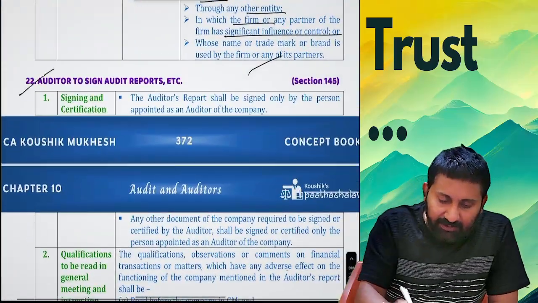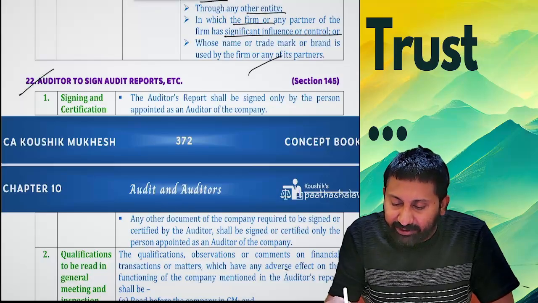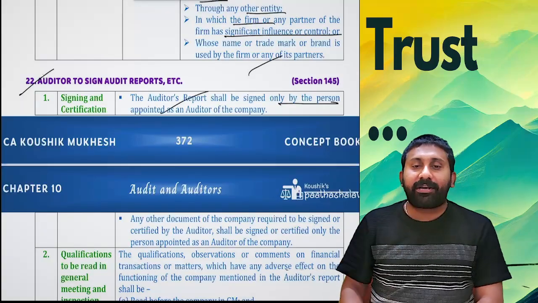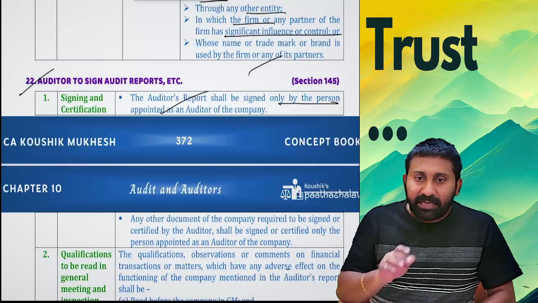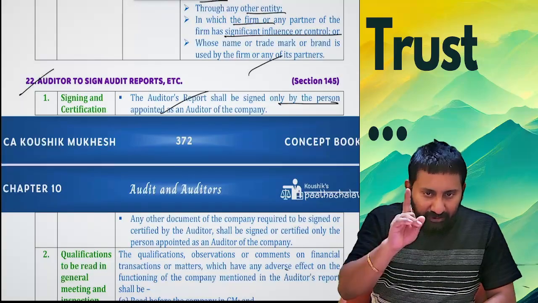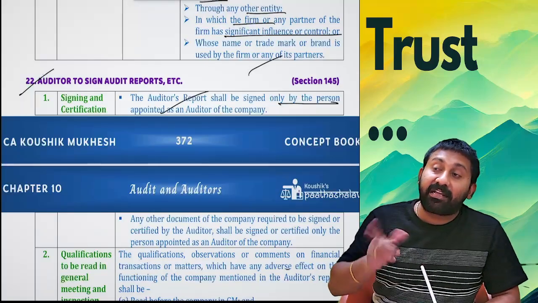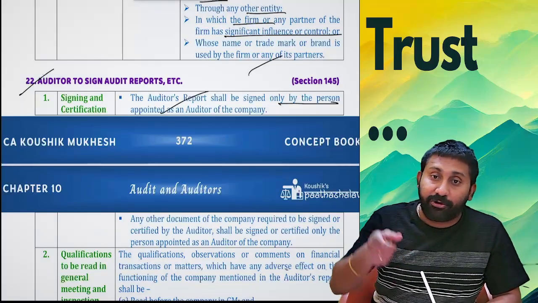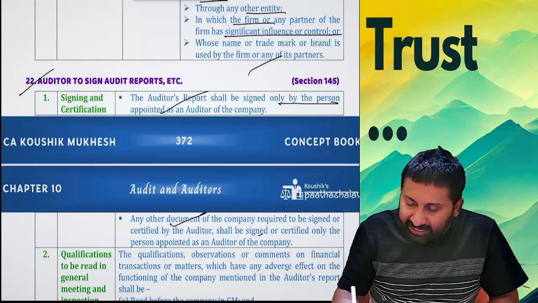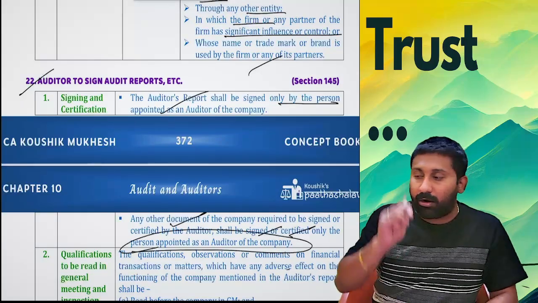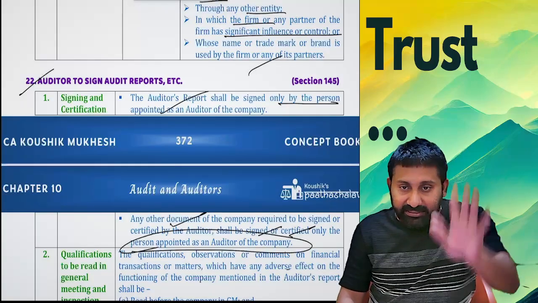Next one, Section 145, signing the audit report. The audit report shall be signed only by the person appointed as auditor of the company. Means authorized representatives or agents should not sign. If you are appointed, you should only sign. Other than the audit report, there are many other statements and schedules. Any other document also shall be signed or certified only by the auditor. Means no one other than the auditor should sign on financials.